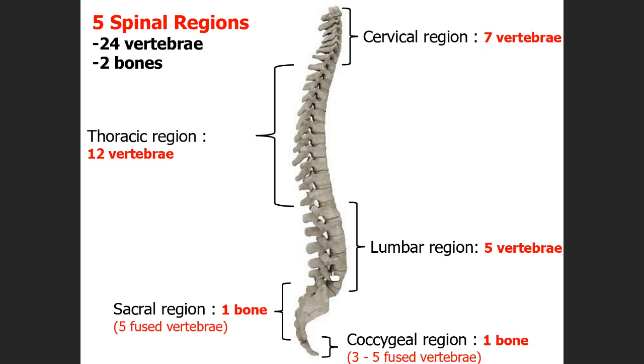Lumbar, low back, you should not have any ribs attaching there. There's sometimes congenital ribs that can. All right, and you'll have 5 vertebrae there. And the sacrum is one bone. The coccyx is also one bone. But again, it varies. At one point they were individual bones that fused. So that makes up our 24 individual vertebrae and our 2 bones. Questions so far? Not too bad?